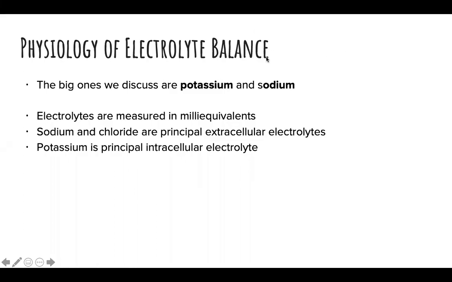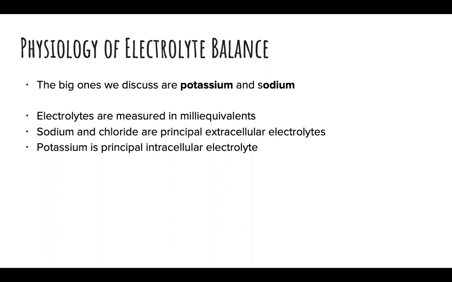This is chapter 29, part 2. Let's talk about the physiology of electrolyte balance. So the big electrolytes that we discussed are potassium and sodium. Now we did talk about these in diuretics quite a bit. They are the ones that we see meaningful fluctuations with. That means things that we're really concerned about.